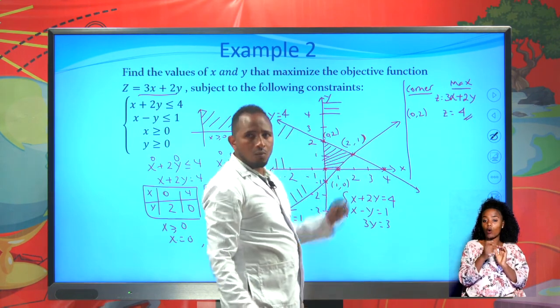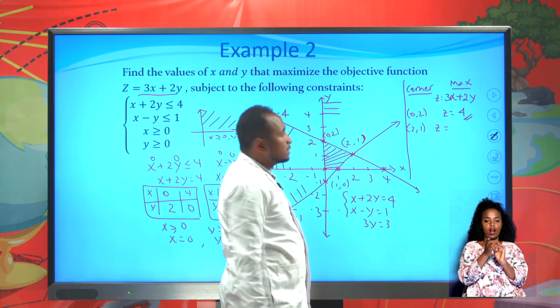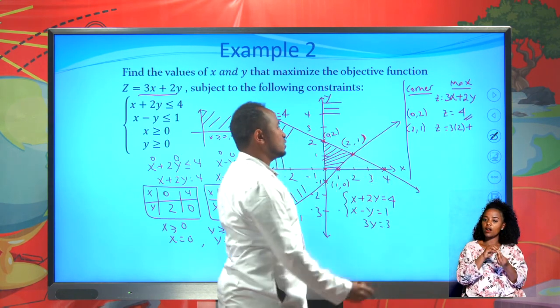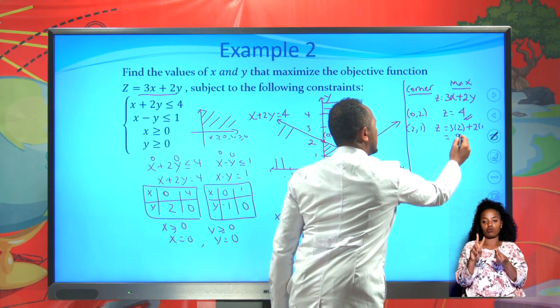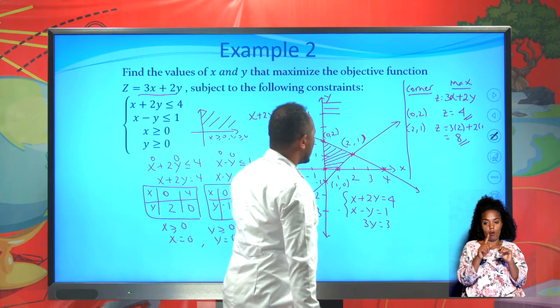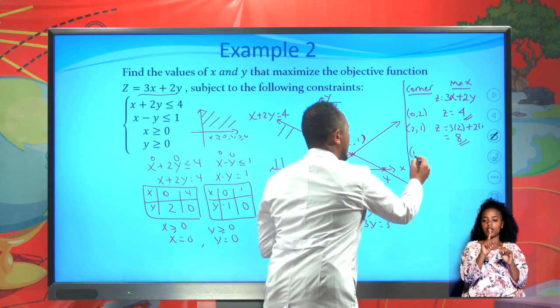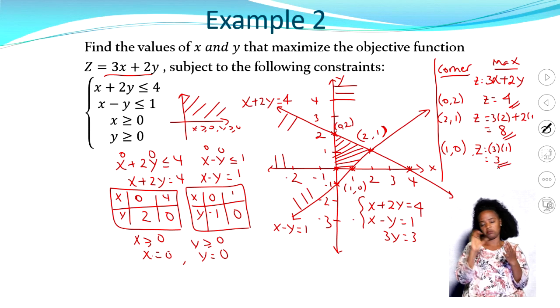And for corner point 2, 1, our objective z will be 3 times 2 plus 2 times 1, which is equal to 6 plus 2, it is 8 for corner point 2, 1. And for corner point 1, 0, our objective function z will be 3 times 1 plus 0, so it is 3. For corner point 0, 0, our z will be 0.